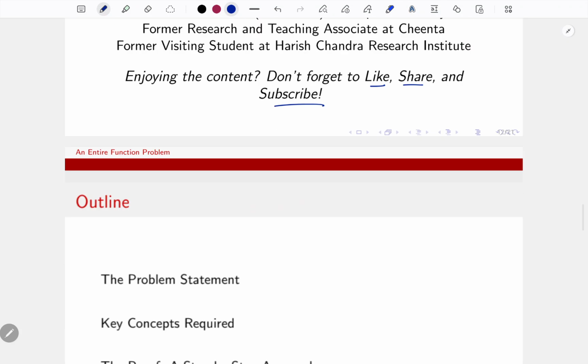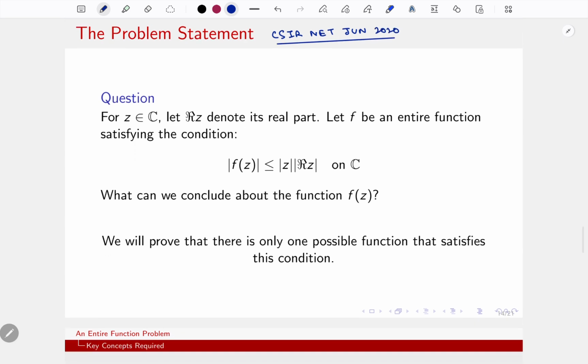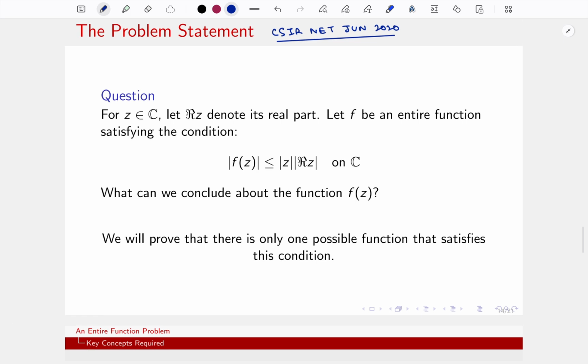In this particular video, we are going to talk about a very interesting problem which has come in CSIR NET. I forgot to mention it, probably it was June 2020. And the problem is regarding an entire function. Let us first understand the question.